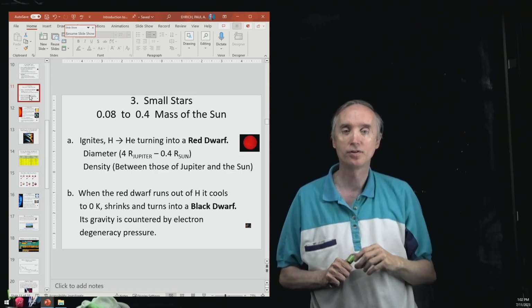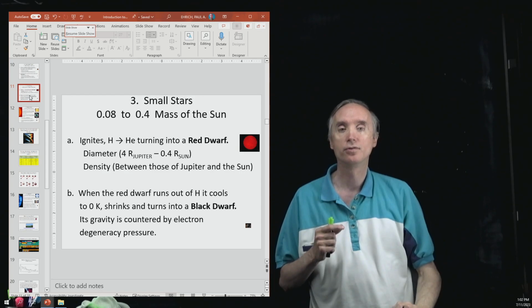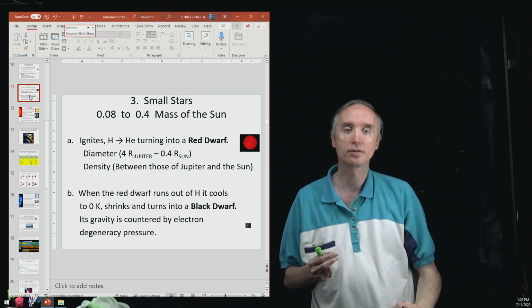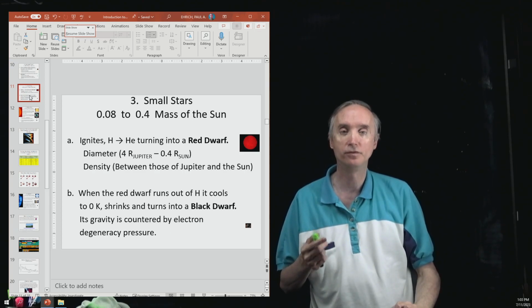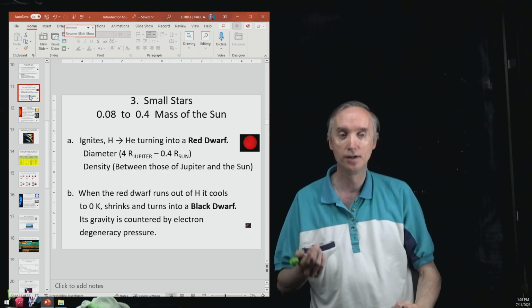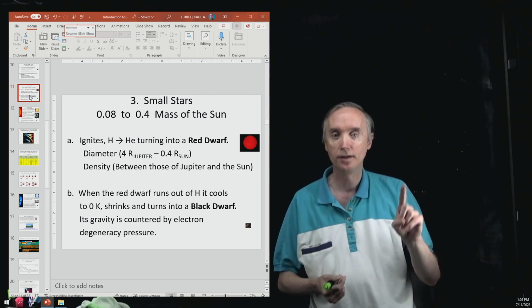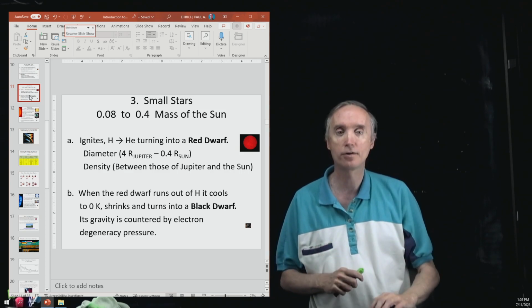Okay, now we want to talk about small stars and what happens to them. So notice that the mass of these objects is going to be between 8% the mass of the sun up to 0.4 times the mass of our sun. So our sun, which is on this scale is going to have a mass of 1, is not a small star. So we're not talking about our sun here.